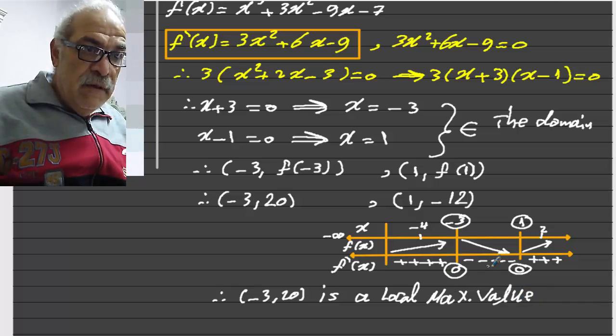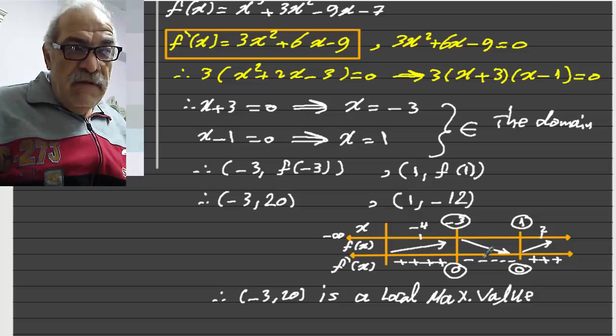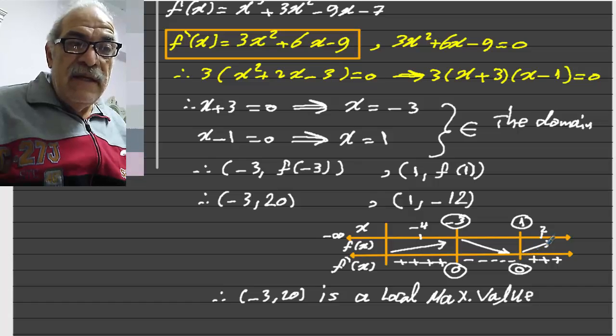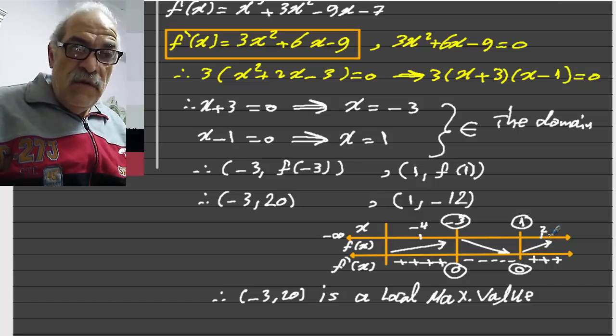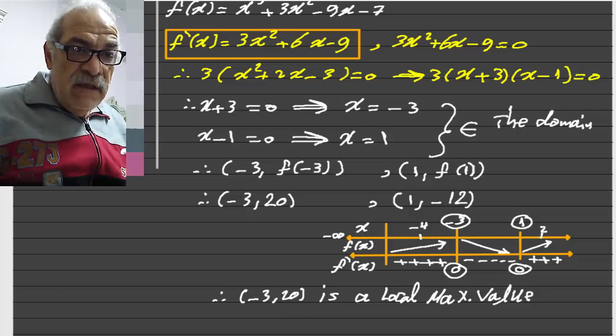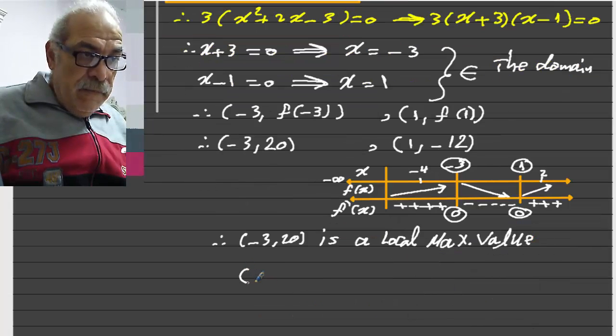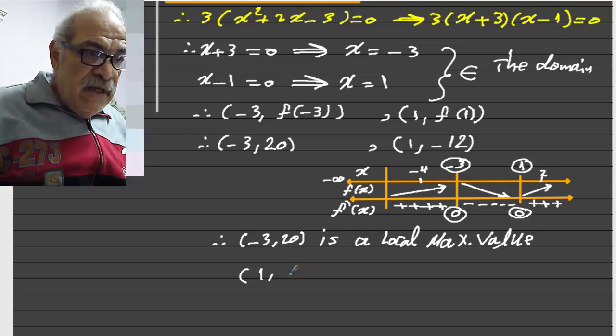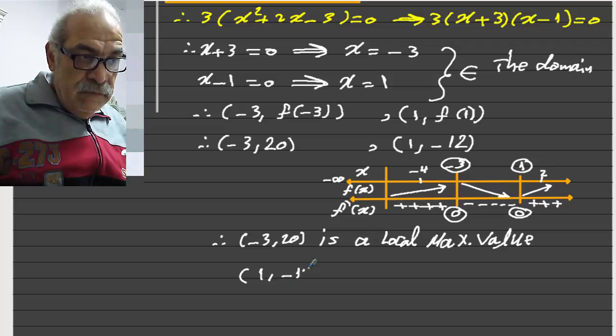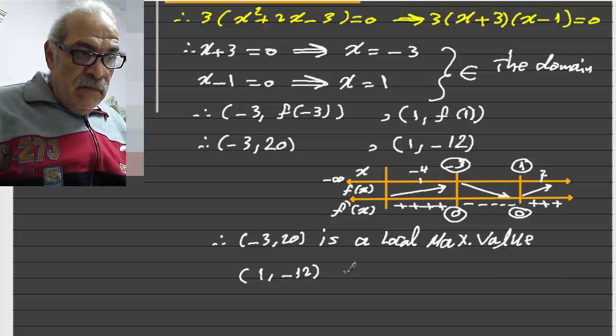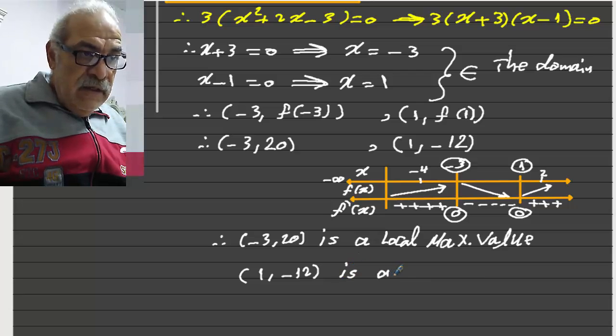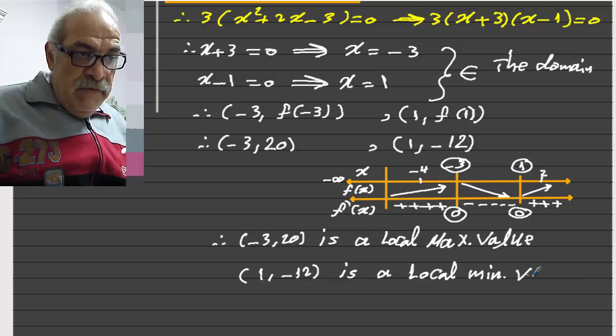And since the function is decreasing before x equals 1 and increasing after x equals 1, you can say that the point 1 and f of 1 equals -12 is a local minimum value.